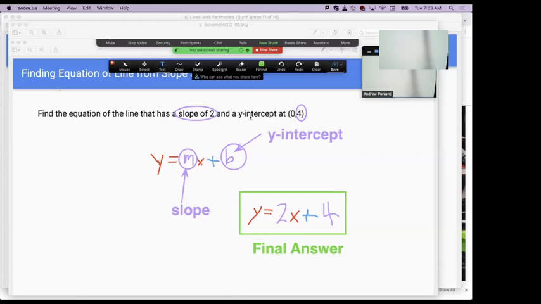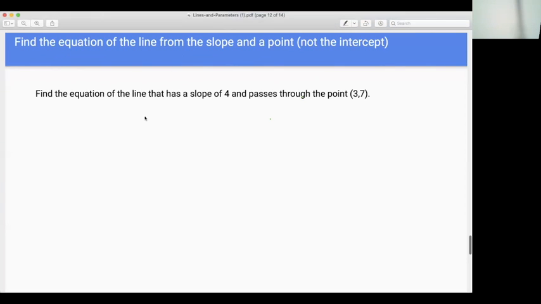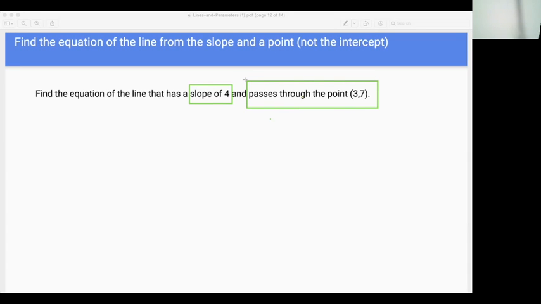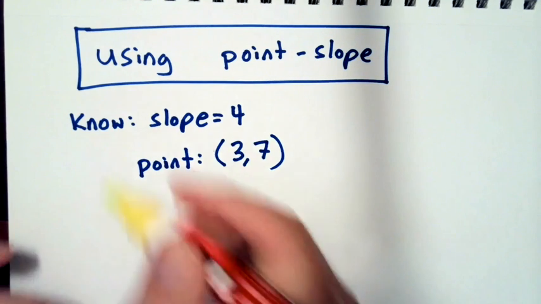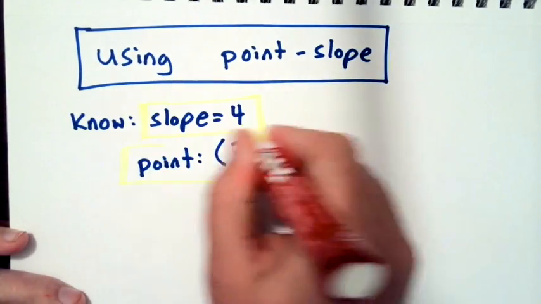So if you're explicitly given the y-intercept, then that's great. Usually you won't be. So let's look at another one where we're given different information. In this problem, we're given the slope, and we're given a point that it passes through. There are two ways to do this, and I'm going to show both of them. I'm going to identify what I was told. I was told that the slope was 4 and that the point is (3, 7).